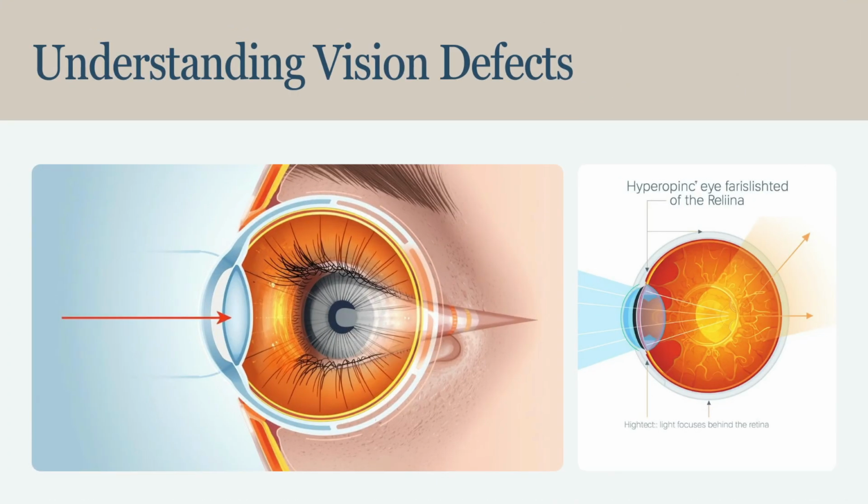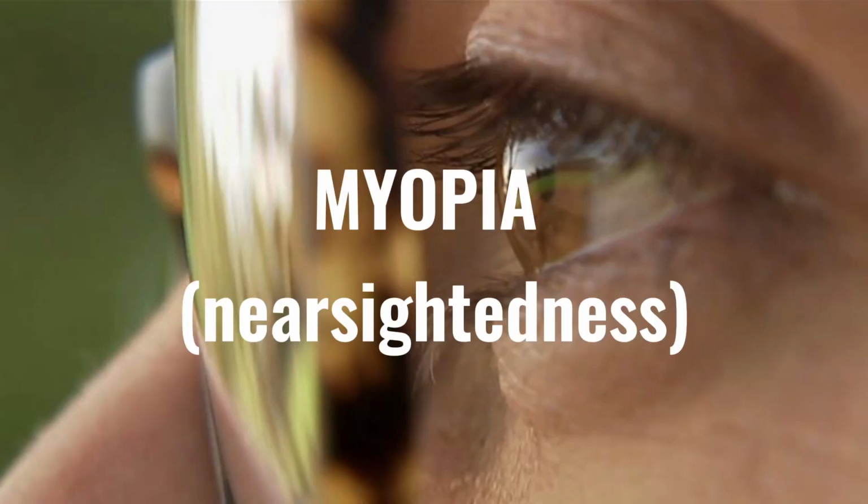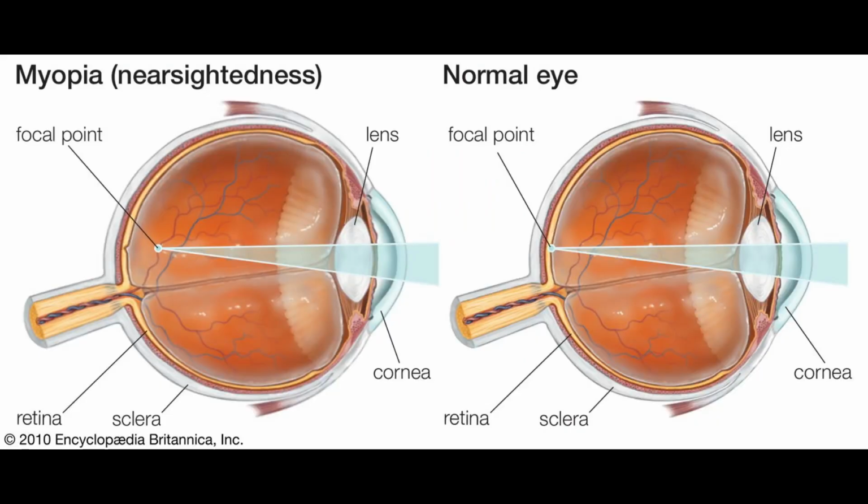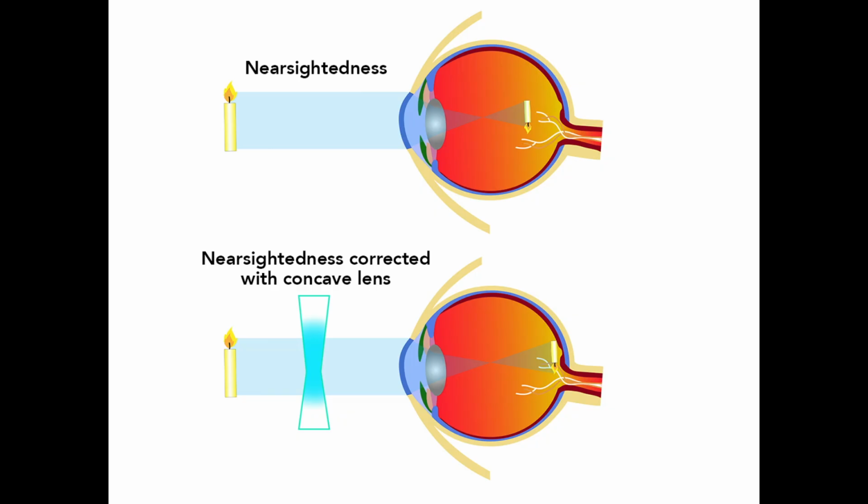Now, what happens when optics misbehaves? The following discussion will be about vision defects that many people in the world experience. First off, we have myopia, or nearsightedness in simple terms. Myopia occurs when the eyeball is too long or the cornea is too curved, causing light to focus in front of the retina. This can be corrected by using concave lenses.